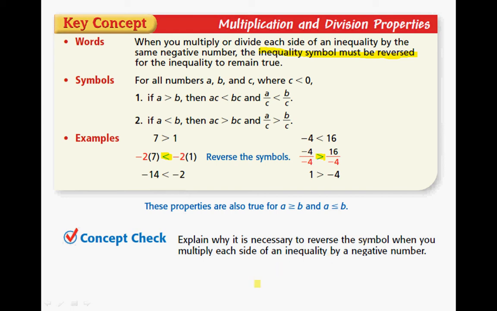So just to make sure you understand, go ahead and do the concept check. Explain why it's necessary to reverse the symbol when you multiply each side of an inequality by a negative number. And that's because you've got to be able to keep that sentence true, since it is a property of equality, so we have to reverse that symbol.